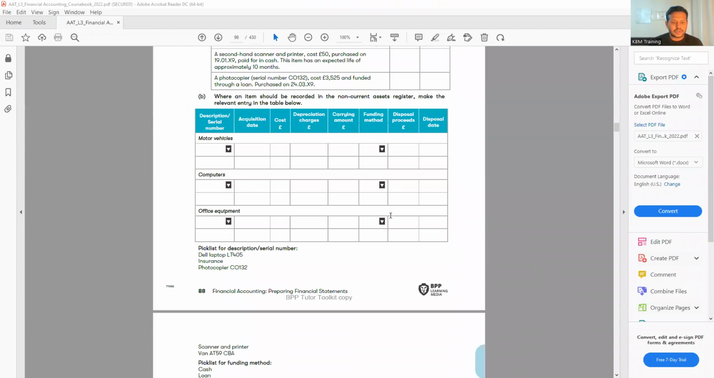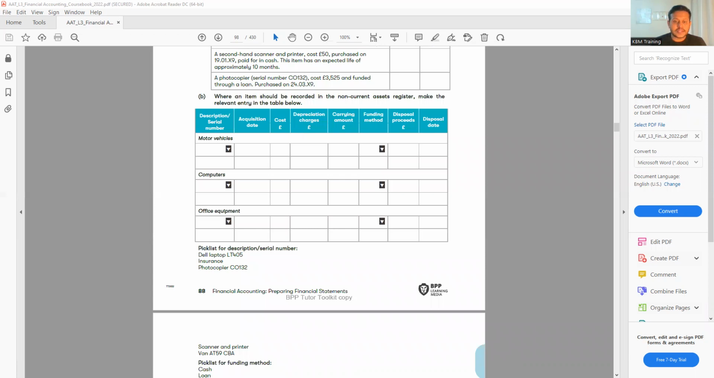So let's go to number B. And you have to record all of this. The first thing we need to know: how much was the cost, what was the date, and how much was the carrying value. We need to fill in almost the same information for every single non-current asset. But of course, the information could be different based on the different method of purchase and the different depreciation policy we have used. So let's start with the first one.